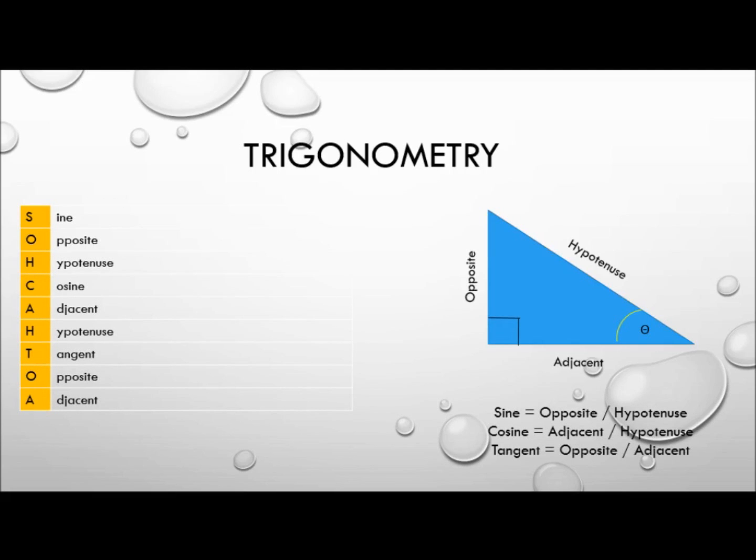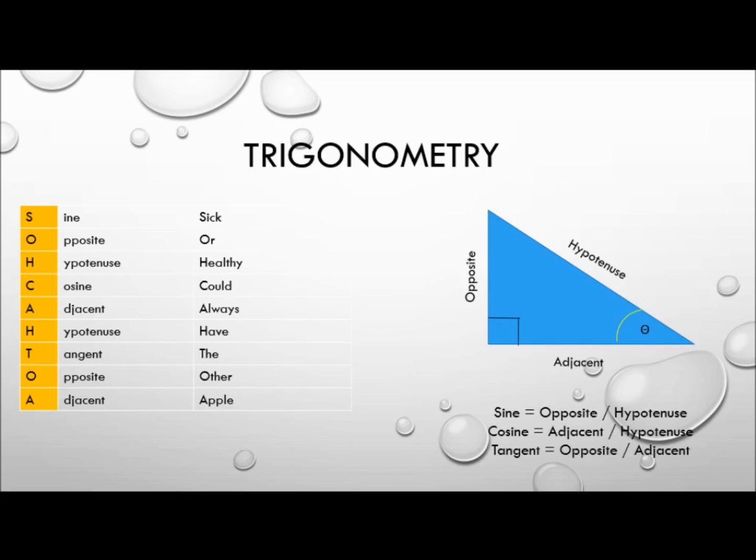Now the traditional way we're taught to memorize this is the word Sohcahtoa, and that Sohcahtoa stands for sine is equal to opposite over hypotenuse, cosine is equal to adjacent over hypotenuse, and tangent is equal to opposite over adjacent. If you can remember that, excellent. If not, try to come up with your own little sentence that starts with each letter of the words.